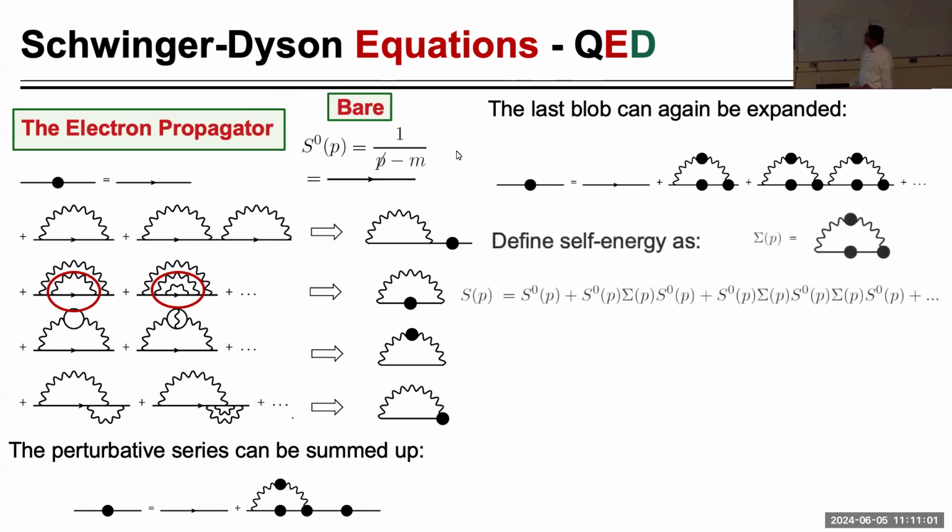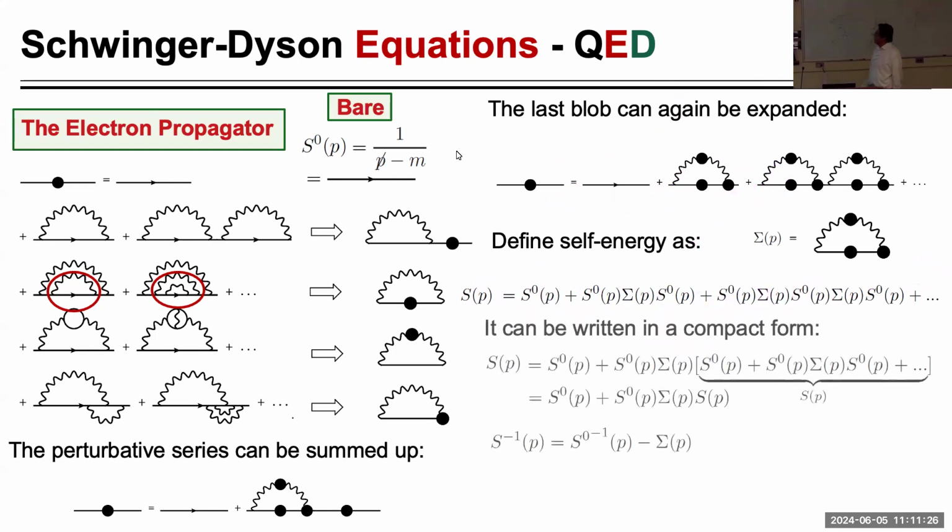So all this, in fact, if you define what we can call the self-energy, without these external propagators here, as the full self-energy, then you can write this series as the full electron propagator, which is the bare propagator plus this bare propagator, then there is a self-energy sitting here, then there is a bare propagator here, and all these things get repeated. Okay. Now, it can be written in a compact form.